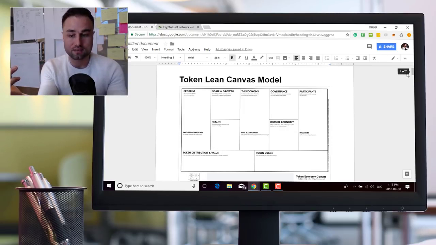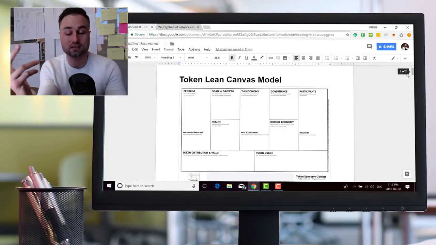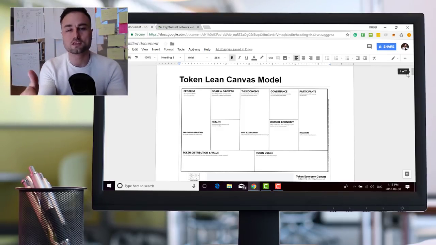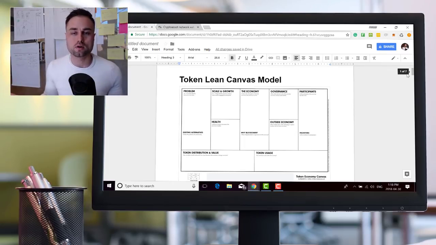What is the economics of that token? Why do you even need a token? What is the governance of that token? Who are the participants? How's the economy outside it, et cetera. You go through each single one of these boxes and write out why on God's earth you need a token. What does it do? What's the governance? How's the token economics? Who's actually building this team or startup?